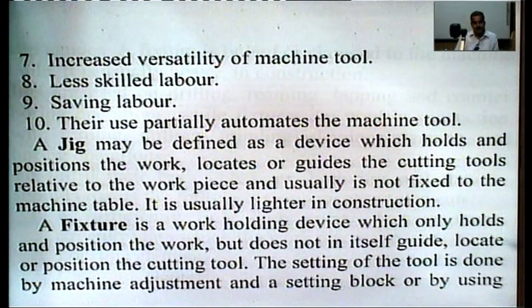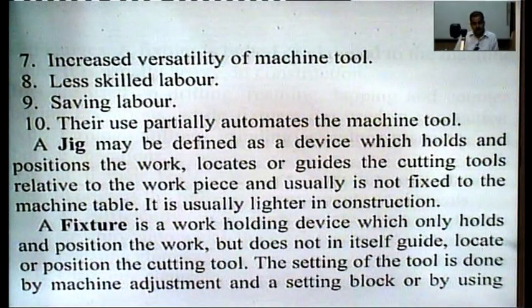Next, less skilled labor is required, because when we incorporate jigs and fixtures, even an unskilled worker can perform machining operations, because with the incorporation of jigs and fixtures, partial automation is there. Next, saving labor. Next, their use partially automates the machine tools.